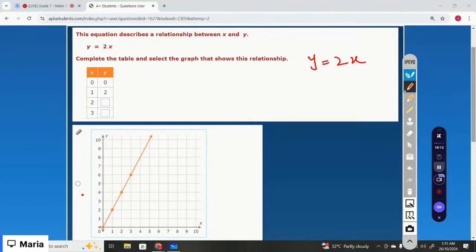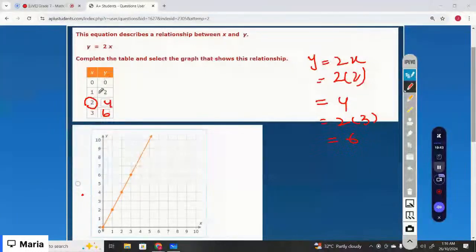Let's just complete the table first. You have to calculate for x equals 2. So just replace x with 2 in the equation. So 2 times 2 is 4. So when x equals 2, y equals 4. Now for x equals 3, you have to do 2 times 3 is 6. So here is the table of values: 0, 0, 1, 2, 2, 4, and 3, 6.